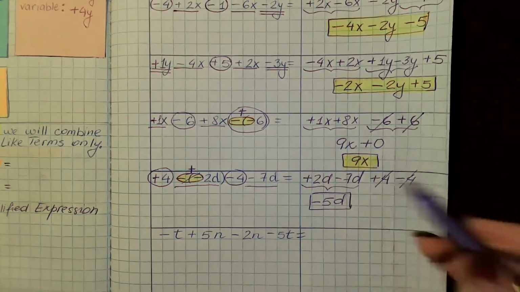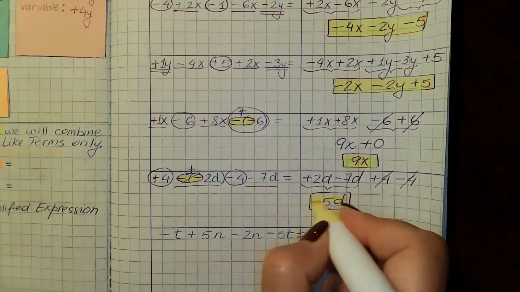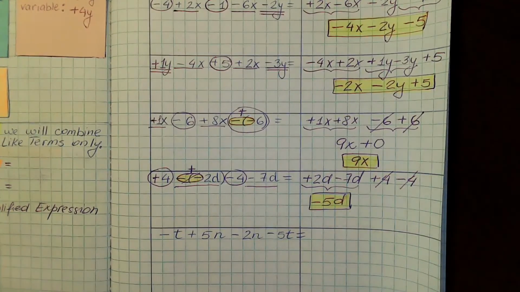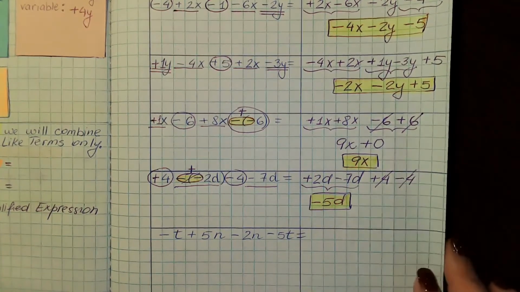You can record that in one step. Positive and negative 4 cancel each other. Combining 2d minus 7d is negative 5d. And that's your simplified expression.